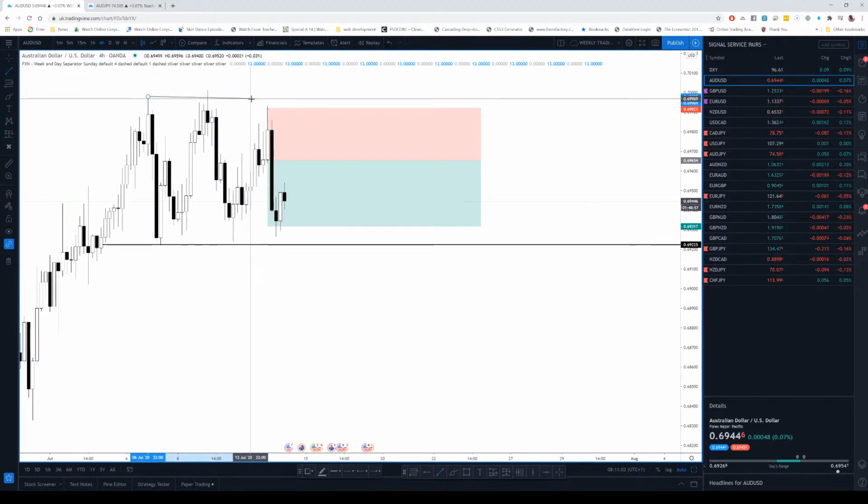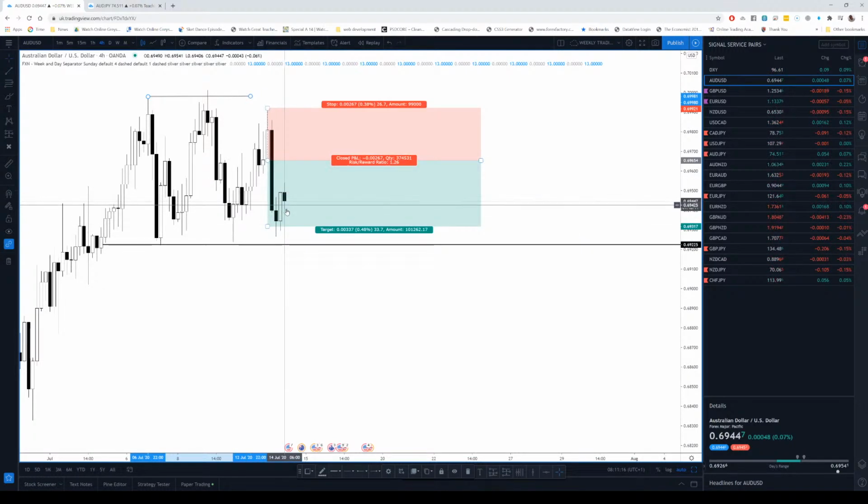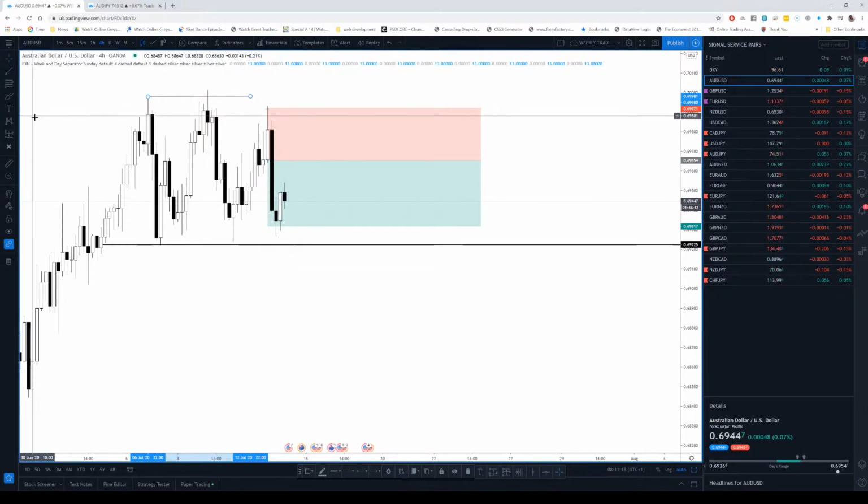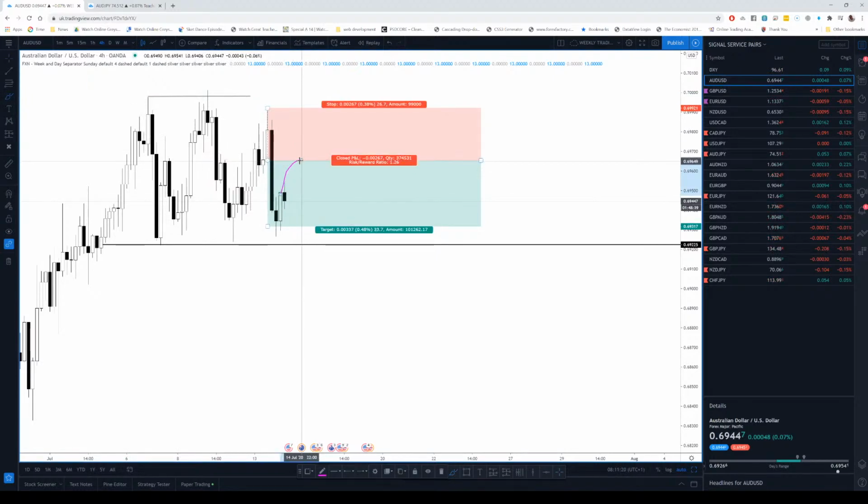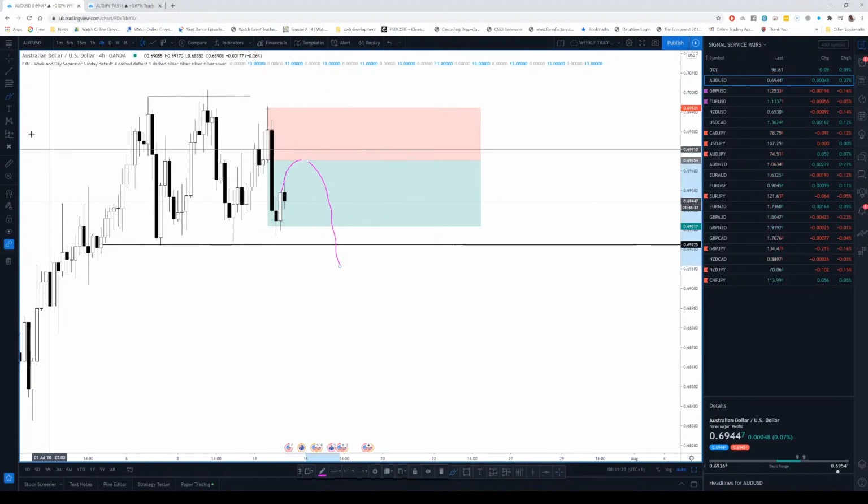They did run this high, and we still have this low intact, and this one came close and left equal lows. They've left another low in here. So what I want to see is price get up here and then sell back down to clean these equal lows.